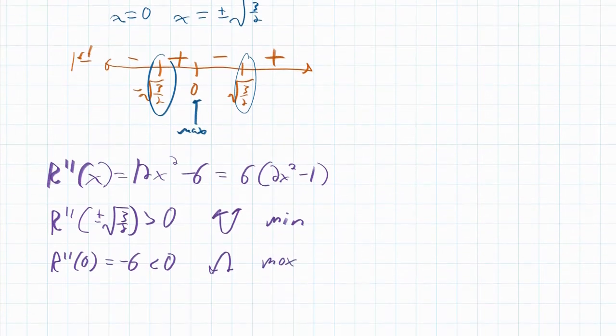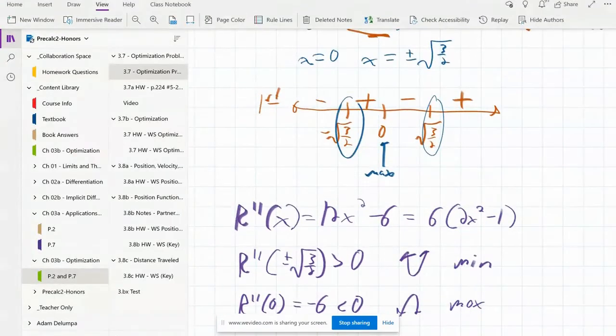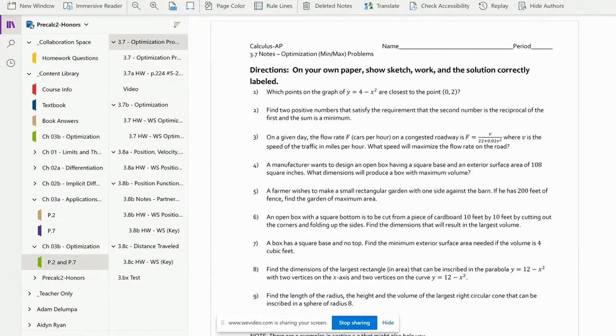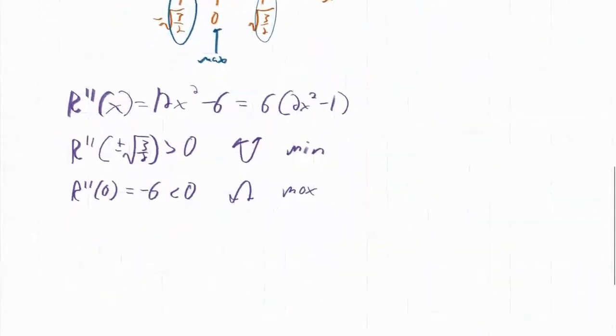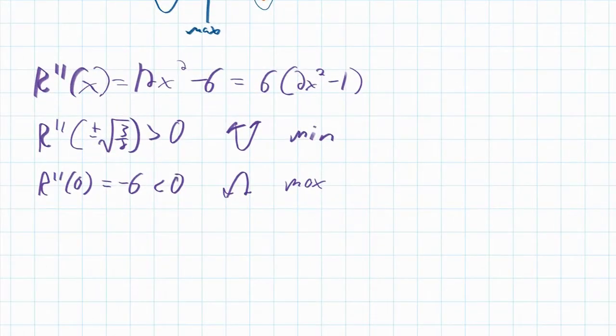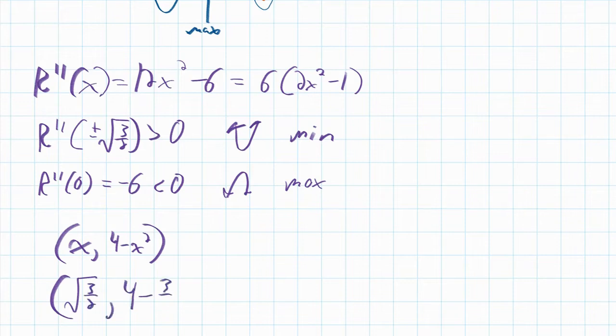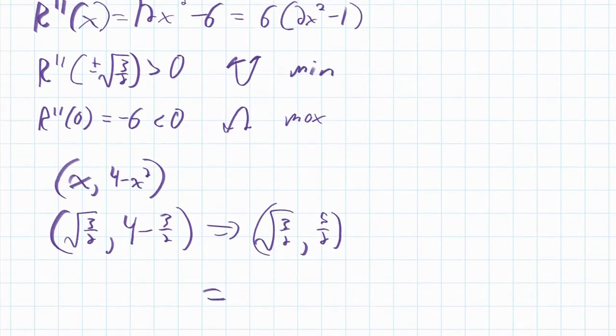Okay, so we figured out the x values where that happens. I want to go back to the question and verify that I've actually answered what it's asking. Which points are closest to the point 0, 2? Points are xy values. My function was x comma 4 minus x squared. So one point is positive root 3 halves, and if I plug it in, I get 4 minus 3 halves, which is 5 halves. The other point would be negative, so I can cheat and just say plus or minus. These are my two ordered pairs.